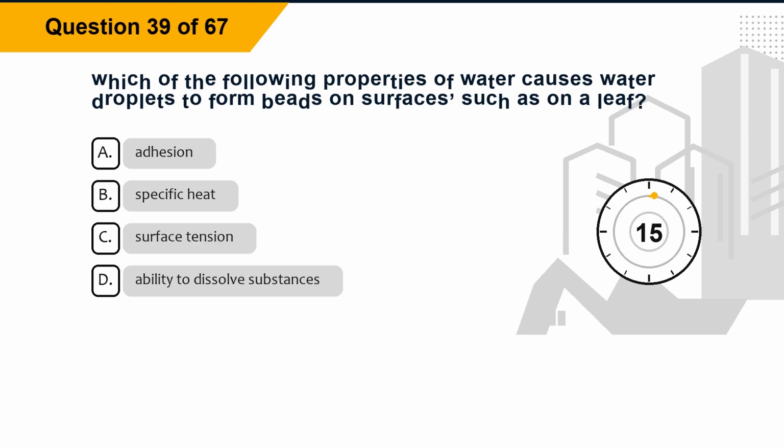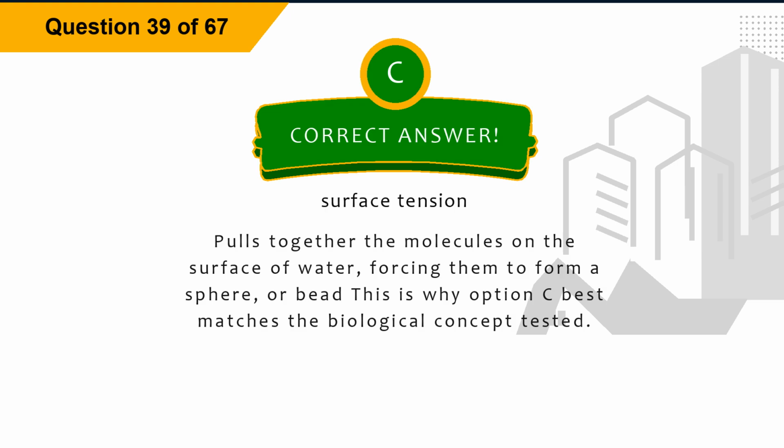Question 39. Which of the following properties of water causes water droplets to form beads on surfaces, such as on a leaf? Option A, adhesion. Option B, specific heat. Option C, surface tension. Option D, ability to dissolve substances. The correct answer is option C, surface tension. Explanation: surface tension pulls together the molecules on the surface of water, forcing them to form a sphere, or bead. This is why option C best matches the biological concept tested.